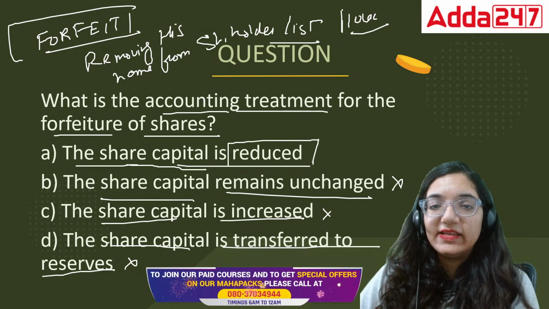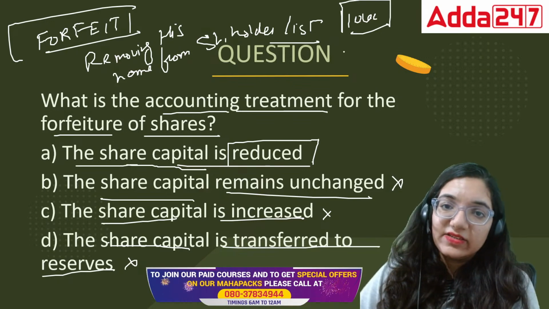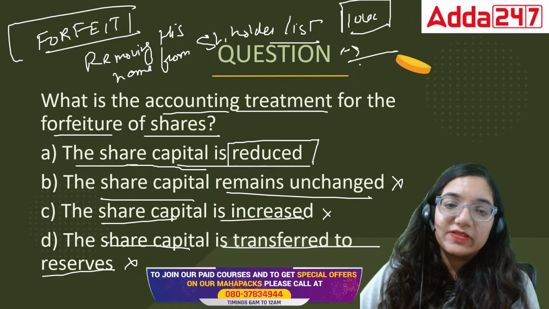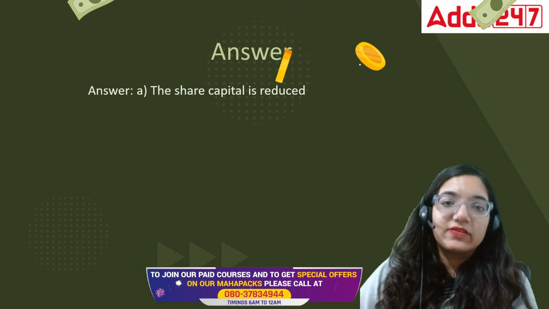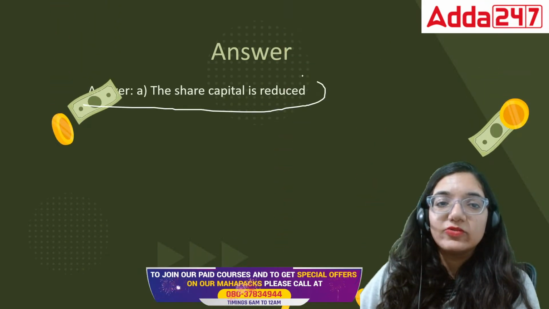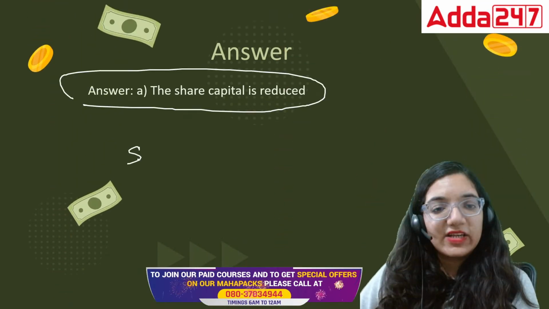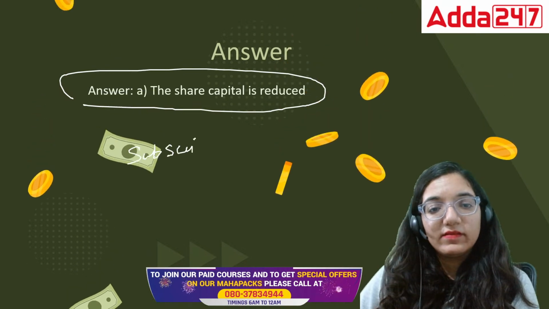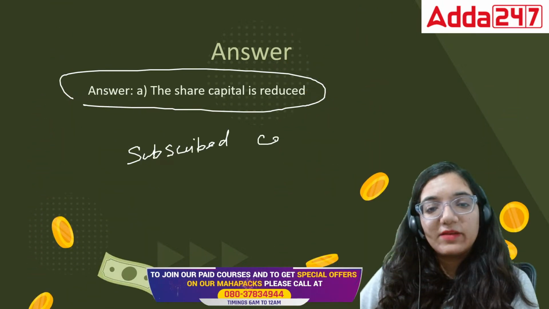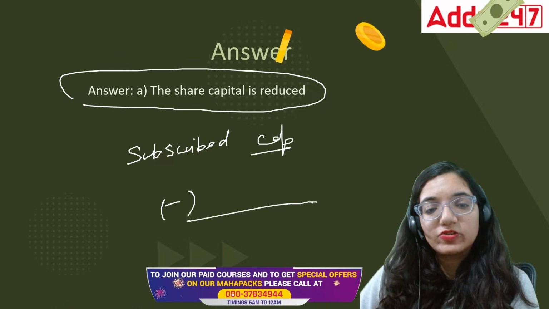That is 10 lakh. In this case, it would be reduced further and we will get a specific amount there. The share capital is reduced. That means whatever our subscribed capital would be, from the subscribed capital, we will remove this portion.